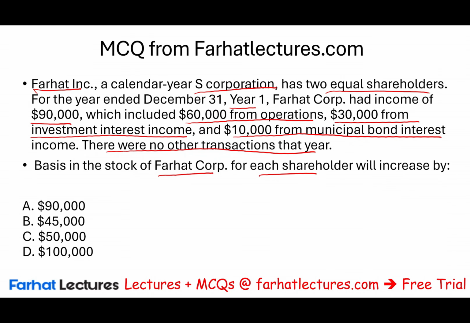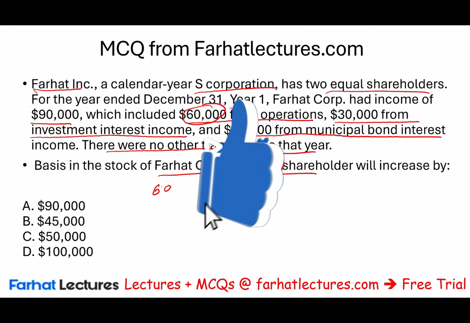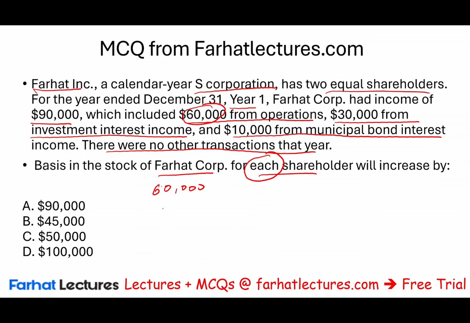So the question is asking what is going to happen to the basis of the 2 shareholders, or specifically for each shareholder in this S corporation. What would happen to the basis? The basis of the shareholder would increase by any source of income. Well, what do we have here? We have $60,000 from operations. That's $60,000. Let's start with that. Then we have $30,000 from investment interest income. That's also income. $10,000 from municipal bond.